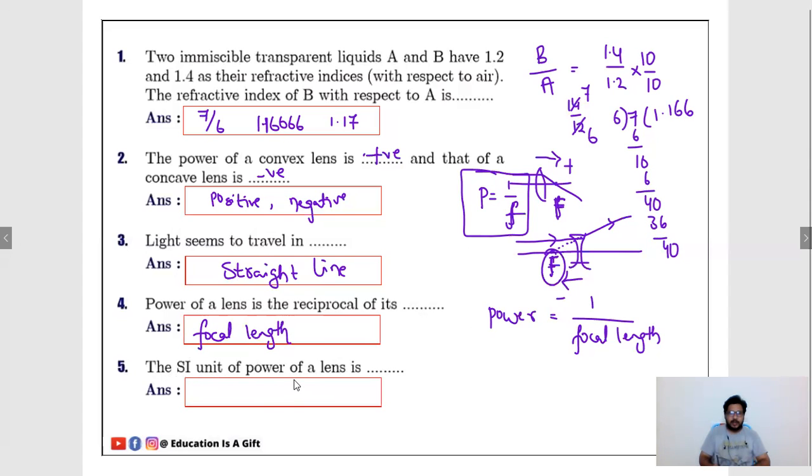The SI unit of power of a lens. So the SI unit of power is diopter, spelling D-I-O-P-T-R-E, diopter, or symbol capital D. So you can write it as power is equal to 2 diopter or power is equal to 3 diopter, etc.